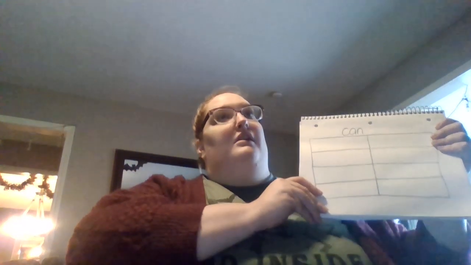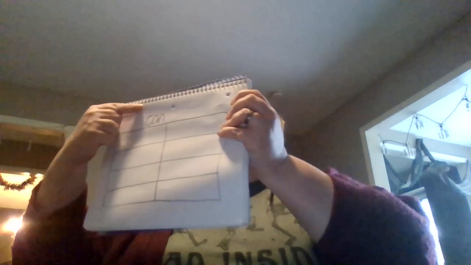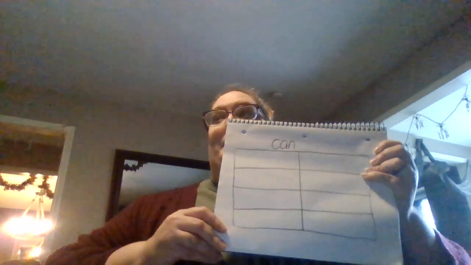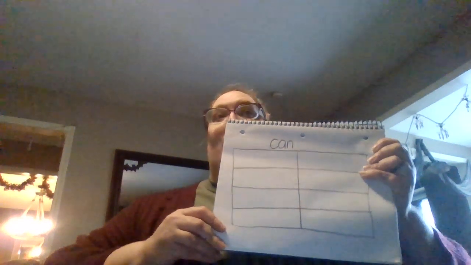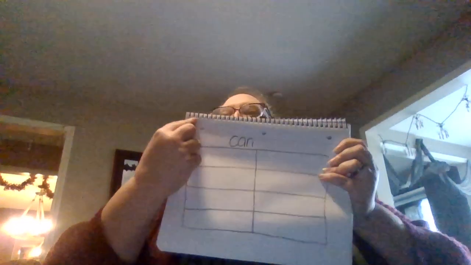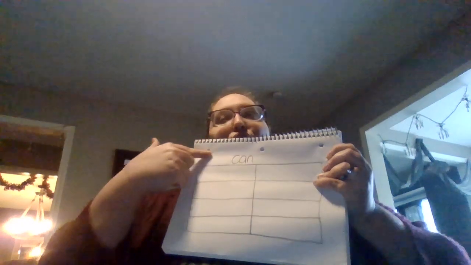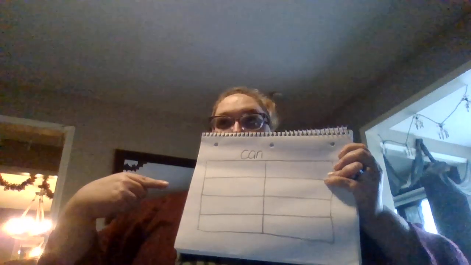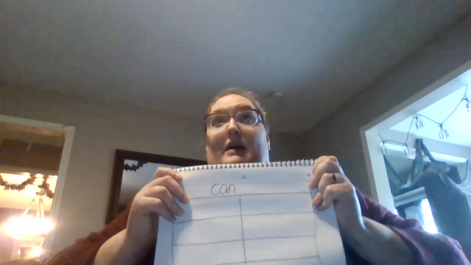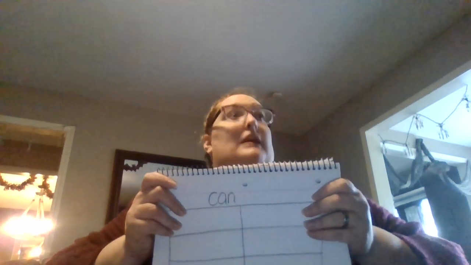Everyone is going to get a paper that looks just like this. It's got our word right up here. The first thing we do when I pass out a paper is what? We put our name at the top. So right up here, I want you to put your name first thing before we do anything else. All right, you are going to take your crayons and you are going to rainbow spell the word can.